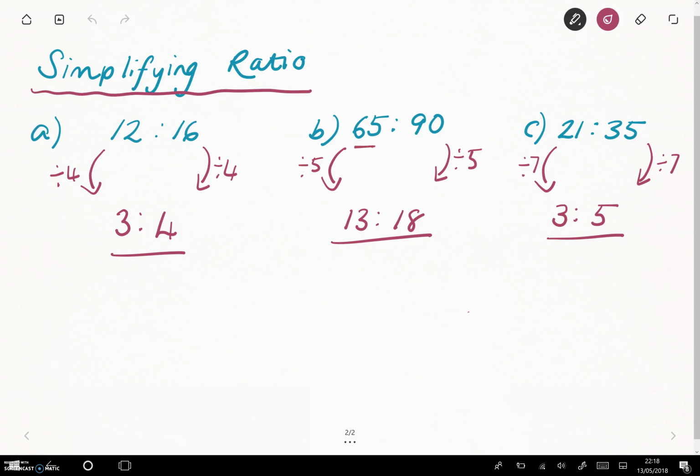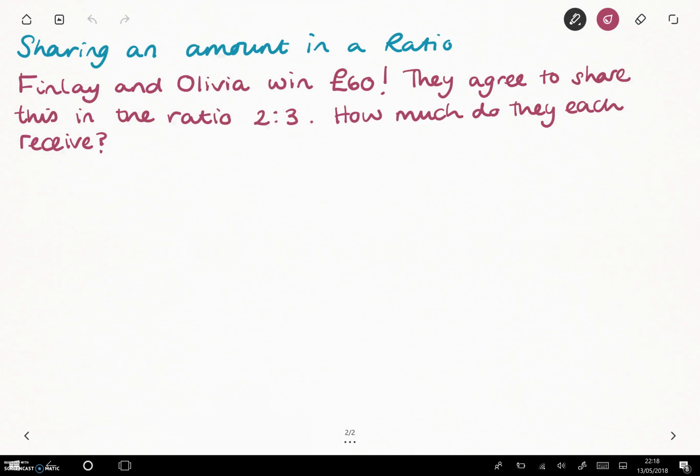Moving on, the next part of the lesson, what I want you to focus on today is sharing an amount in a ratio. So let's look at this question together. Finley and Olivia win £60. Well done, Finn. Well done, Olivia. Okay, they agree to share this in the ratio 2 to 3. So how much money do they each receive? Now what that means is that we're going to share the £60 and Finley's going to get 2 parts and Olivia's going to get 3 parts if we split it up.